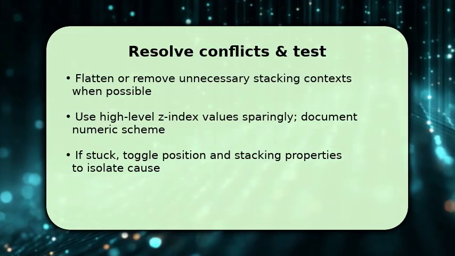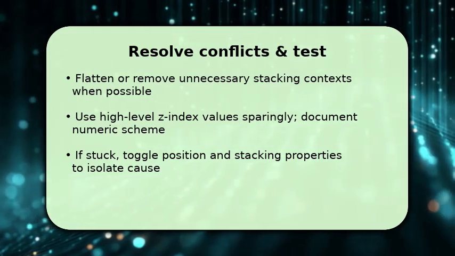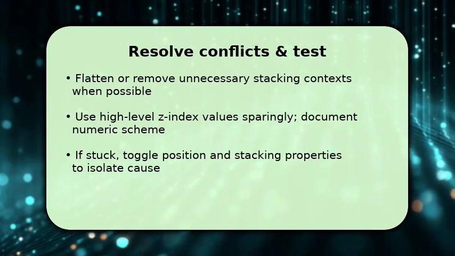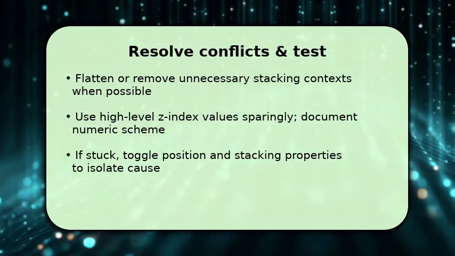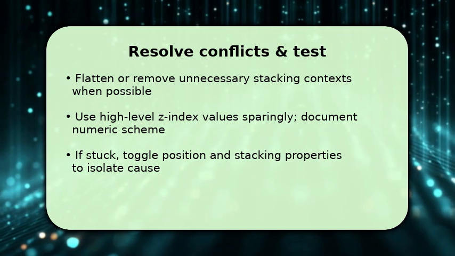If things go wrong, toggle position, transform, or opacity on elements while observing outlines. This isolates which property creates the blocking stacking context and lets you correct it quickly.